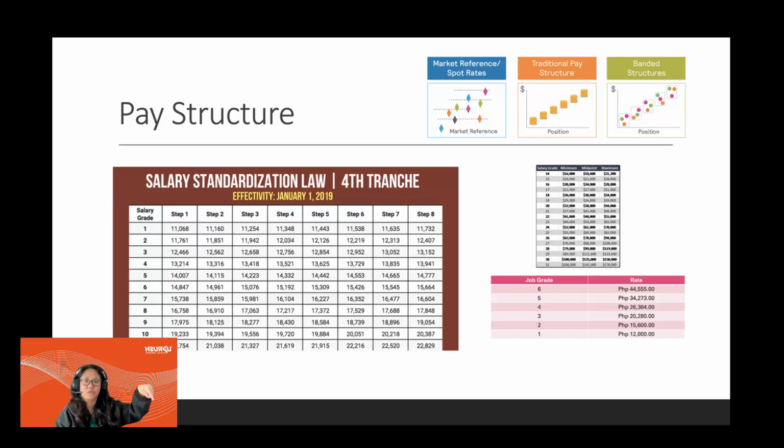Okay? And then you only get to move to the next step if you're able to comply with the requirements for that particular step. So makaka-move ka lang pag nabuo mo na kung ano man yung mga requirements para maka-move ka sa step na yun. So kung mapapansin nyo dito sa ating salary standardization law, you have your salary grades here and you also have your different steps here. There's no in between, there's no 2%, 3% increase, etc. Very specific yan. When you move from one step to the next, specific yung kung magkano yung makukuha mo.